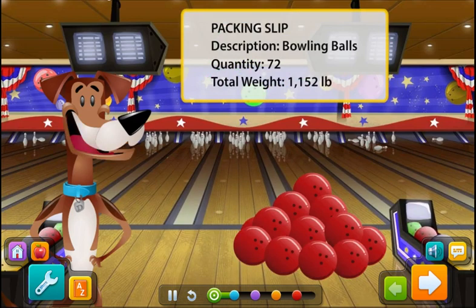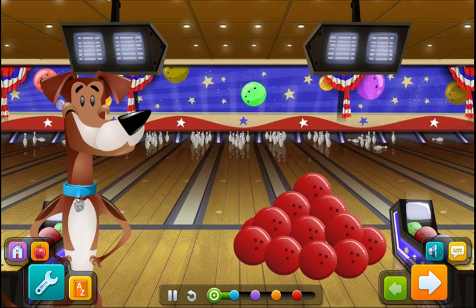Whoa! It looks like they ordered 72 new bowling balls, and the total weight of all those bowling balls was 1,152 pounds. Wow! That's really heavy. I wonder, if each of the bowling balls weighs the same amount, how much does one bowling ball weigh? This looks like a division problem to me. Let's go find out more about dividing multi-digit numbers.